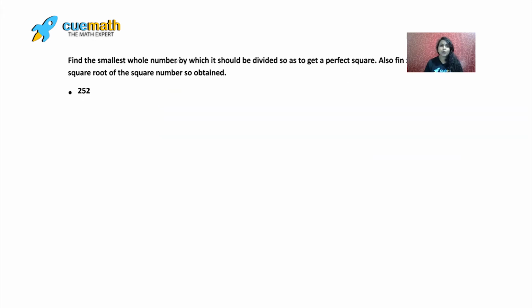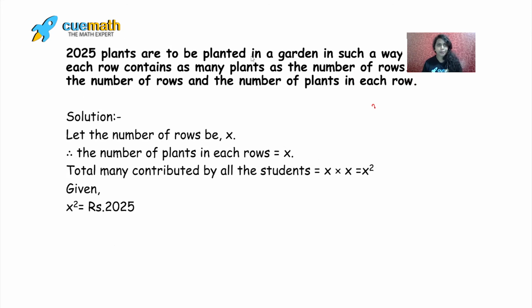And let's quickly get into the next question. 2025 plants are to be planted in the garden in such a way that each row contains as many plants as the number of rows. Find the number of rows and the number of plants in each row. Let the number of rows be x, and therefore the number of plants in each row will be equal to x. The total number of plants will be equal to x times x, and that's nothing but x square.